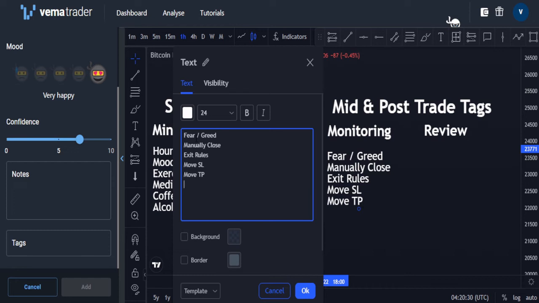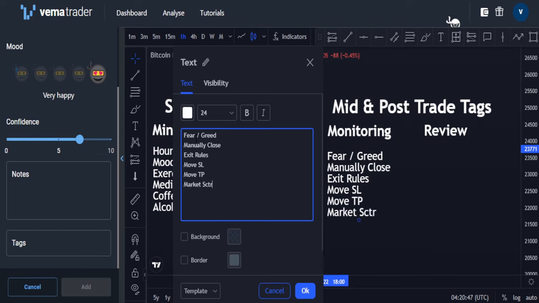You might be moving it for a valid reason though. You could have a new market structure forming and you're moving your stop loss to match that market structure, reduce your losses, lock in some gains, whatever the case may be. Doesn't mean it's a bad thing to do, but tagging it just helps you come back and see how you're performing when you are doing these things.